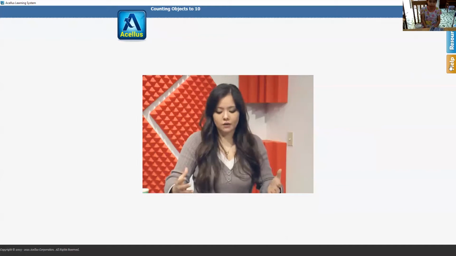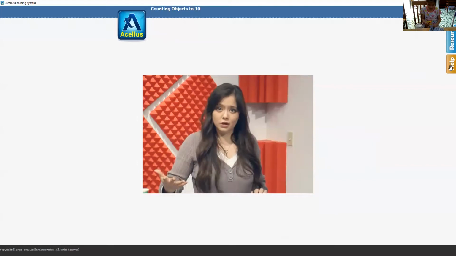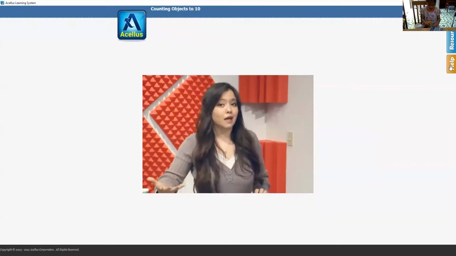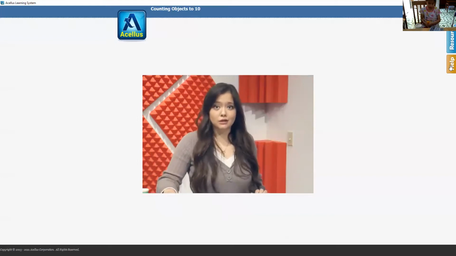So let's try counting these purple counters. We have 1, 2, 3, 4, 5, 6, 7. So the answer to this problem would be 7 because there are 7 counters. So now it's your turn to go and try some problems.